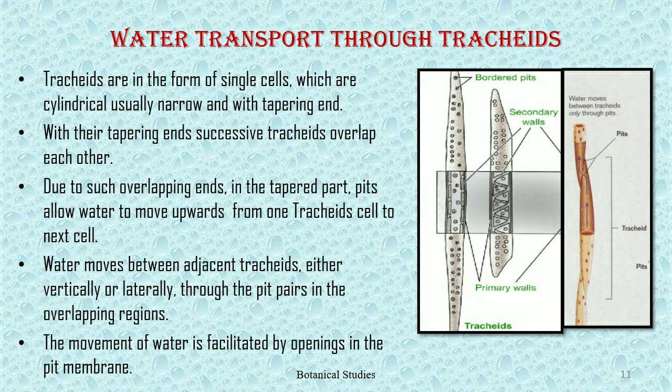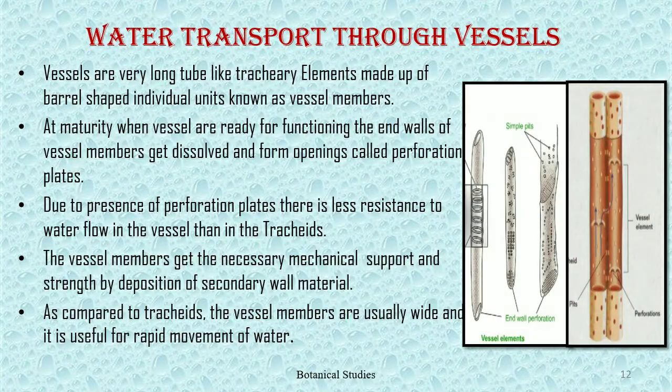Let us discuss now the water transport through tracheids. As we know, the tracheids are in the form of single cells which are cylindrical, usually narrow, and with tapering ends. With their tapering ends, successive tracheids overlap each other. Due to such overlapping ends in the tapering parts, pits allow the water to move upward from one tracheid cell to the next cell. Water moves between adjacent tracheids either vertically or laterally through the pit pairs in the overlapping region. The movement of water is facilitated by openings in the pit membrane.